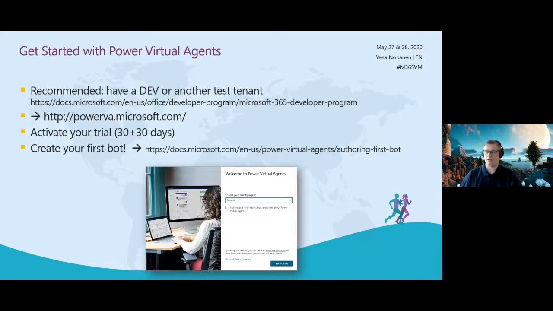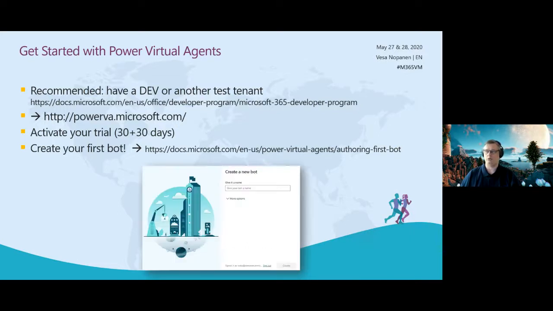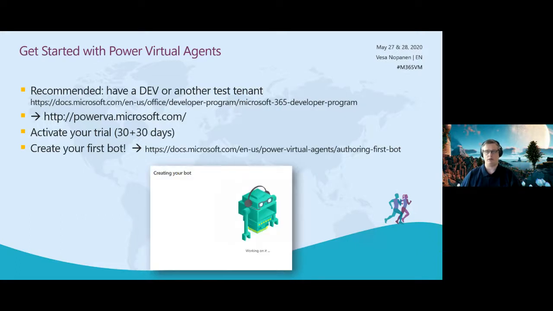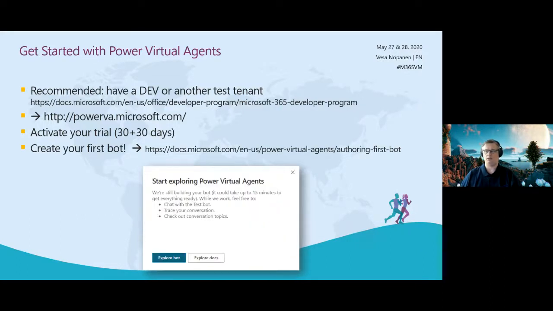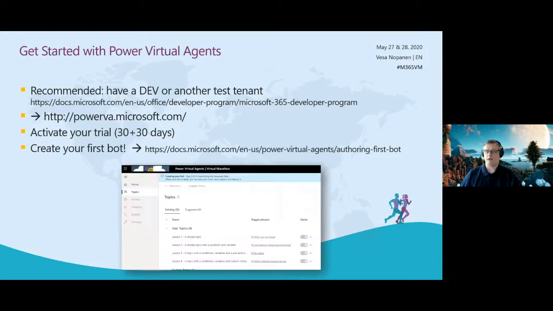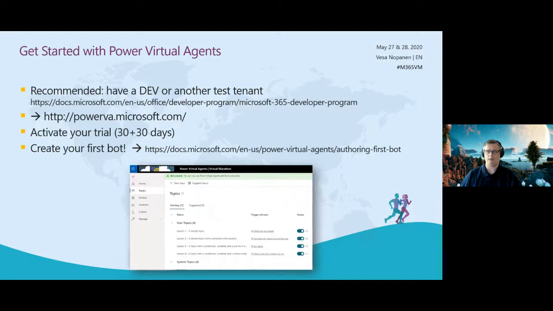There's a Power Virtual Agents site setting up the region. It's also already asking for a new bot name. It's creating a bot, taking a few minutes. It may take up to 15 minutes. Then you can go ahead and start working, see what's going on already, but you can't do anything until the time has passed and it's ready.